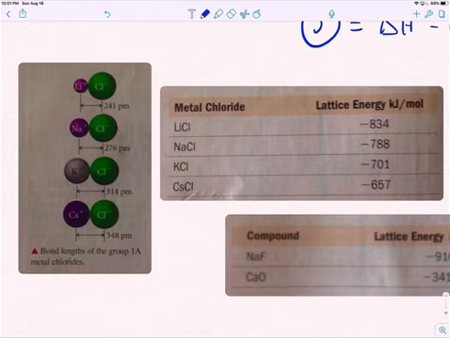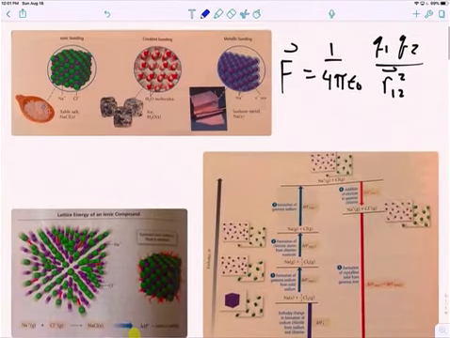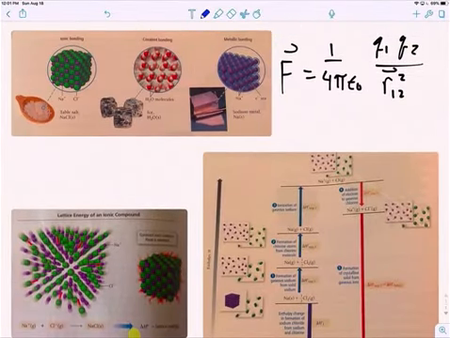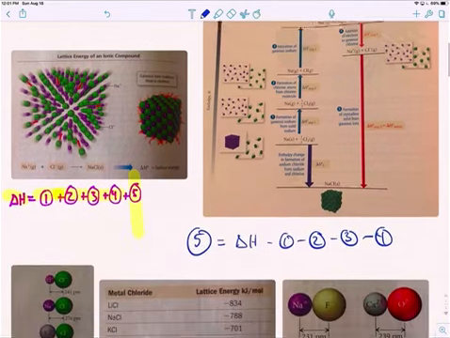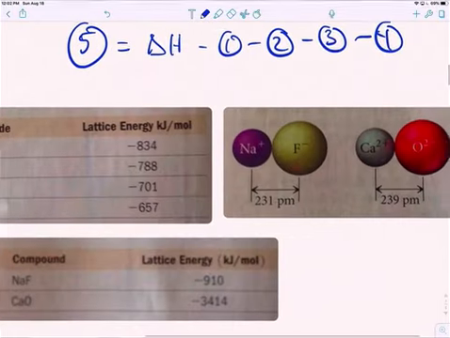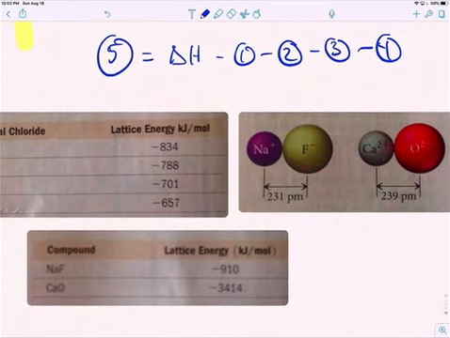This makes sense because of Coulomb's law: the size of the force is over r squared. So smaller r means stronger force. Likewise, the effect of charge 1, charge 2. And if you look at sodium fluoride and calcium oxide, they're about the same size. But sodium fluoride versus calcium oxide, it's roughly 4 times stronger, right?